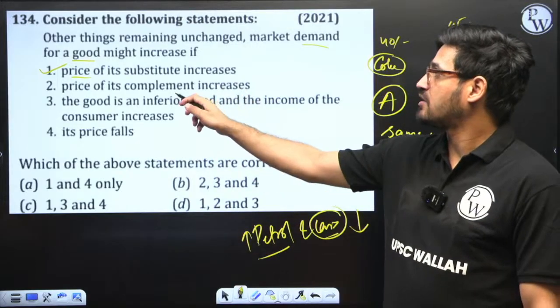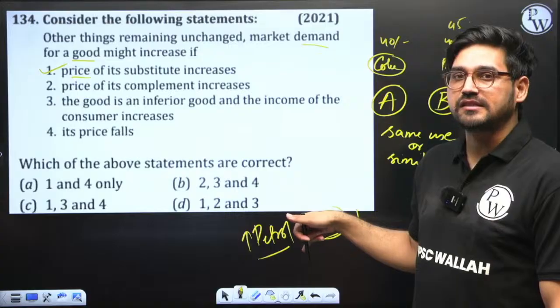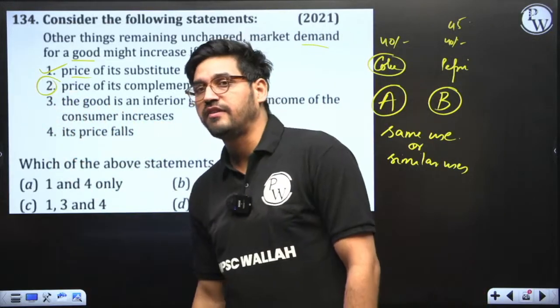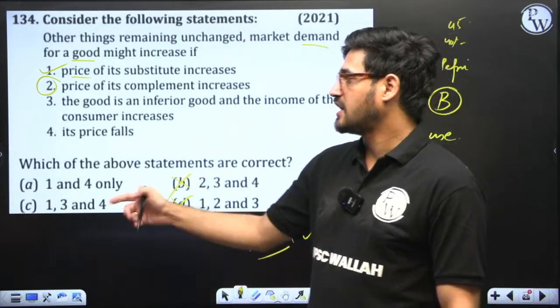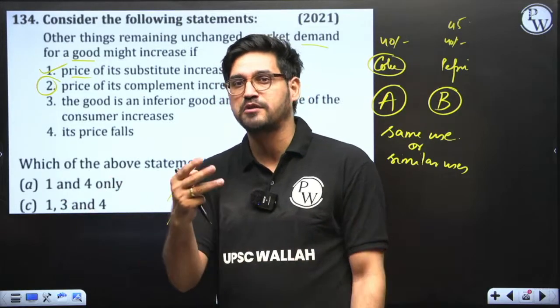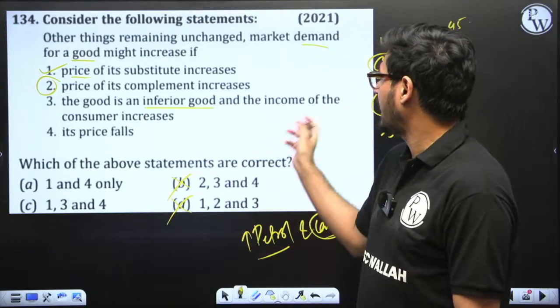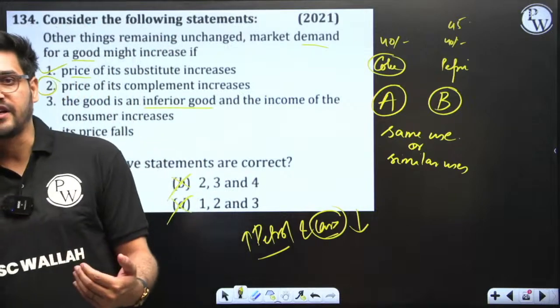So if the price of a complement increases, does the market demand increase or decrease? It should decrease. That means you pick 2. Wherever you find 2, you eliminate those options. That means the answer lies in 1, 3 and 4. That means 1 and 4 are correct. You have to check for 3. 3 says the good is an inferior good and the income of the consumer increases. What is an inferior good?